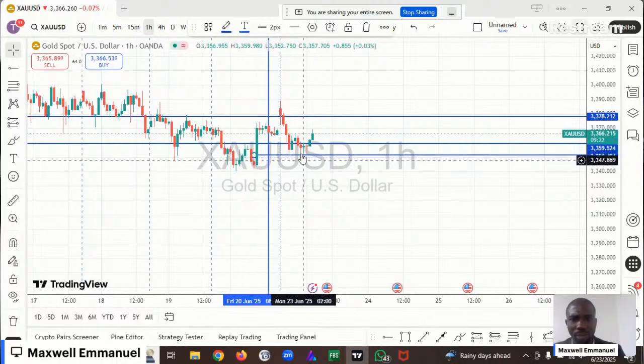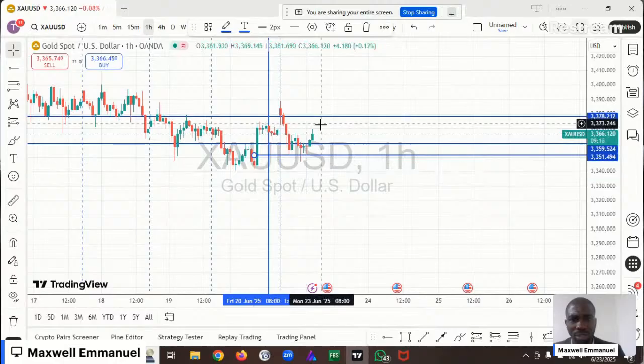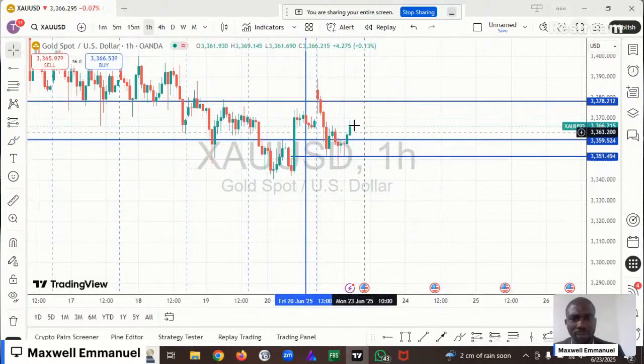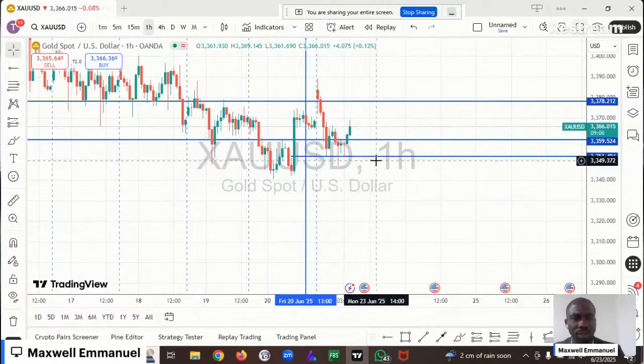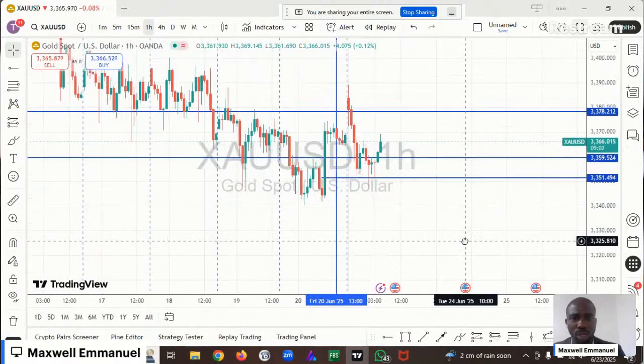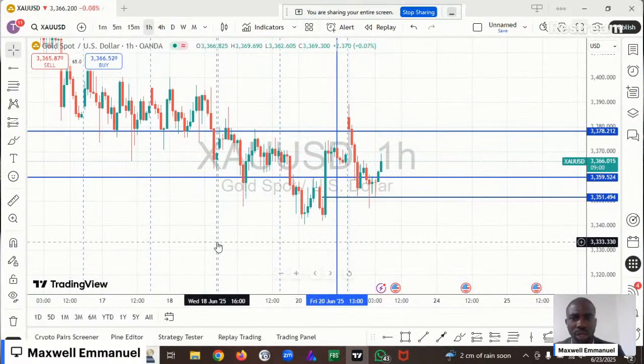Look at the candlestick pattern that formed. Can you see that? So this is a bullish reversal pattern. So with that, I think gold is bullish at the moment. But if gold breaks out from this fair value gap, if a 4-hour candle or 1-hour candle closes below this fair value gap, then we should expect more sells on gold. But at the moment, gold is bullish, and I think this week gold will be bullish.